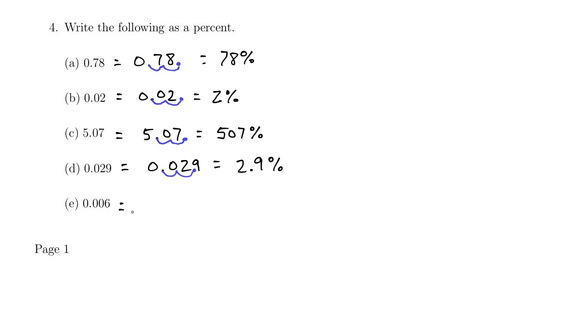Okay. And last here, part E, we've got 0.006. Move the decimal 2 places to the right. So it's going to be right there, right in front of the 6. So it's going to be 0.6%.